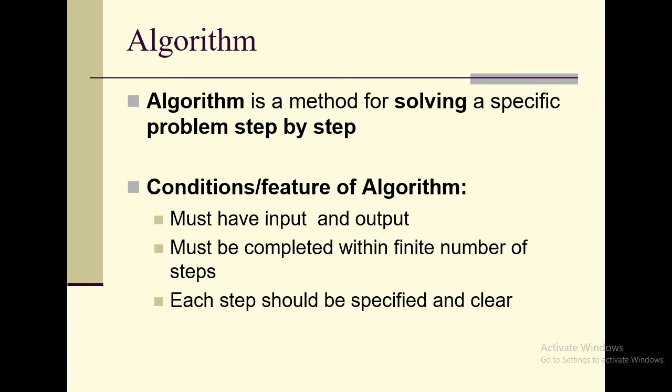That means an algorithm should not be like this: I am riding on a transport and started the journey, with no ending. I have started, but where to finish? So an algorithm must have a finite number of steps. You need to mention where to end, what the ending point is.